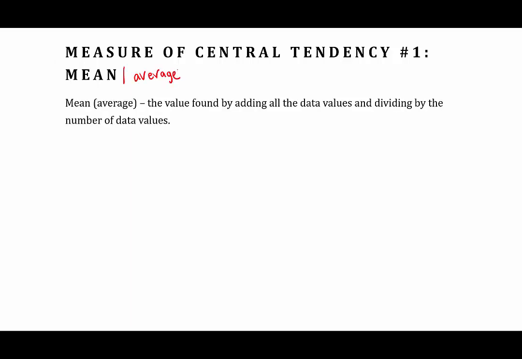First up, the mean. Sometimes we also call the mean the average. Sometimes it's called the statistical average. But mean and average do mean the same thing. What we're looking for is we add up all of the numbers and then we divide by the number of numbers, and that's going to tell us what the mean is.